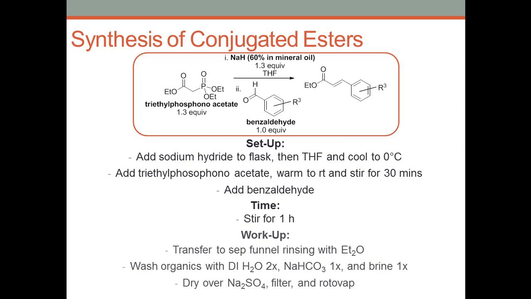This workup you're going to transfer to the separatory funnel with diethyl ether, and then you just wash your organics with DI water. You're going to do this twice. You wash it also with bicarb 1 time and then brine 1 time. And then as usual, you're going to dry your organics over sodium thiosulfate, filter, and rotavap. And of course, don't forget that NMR.